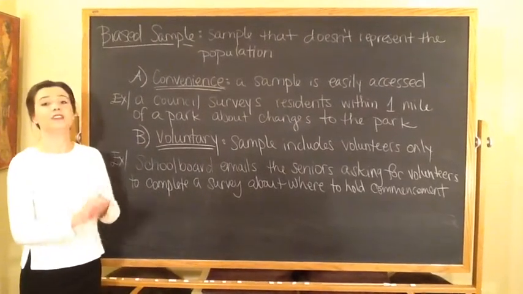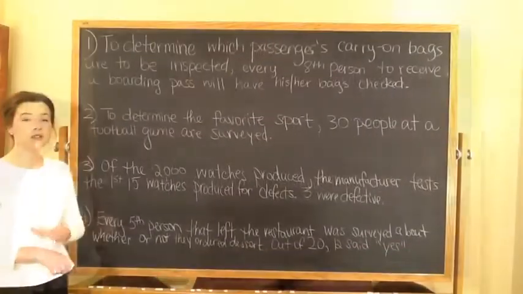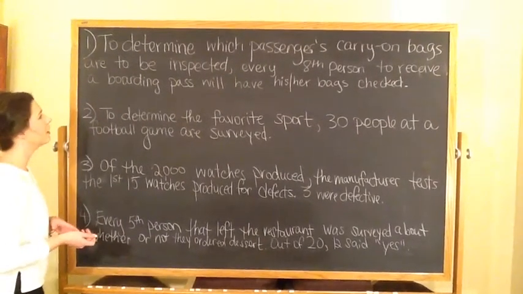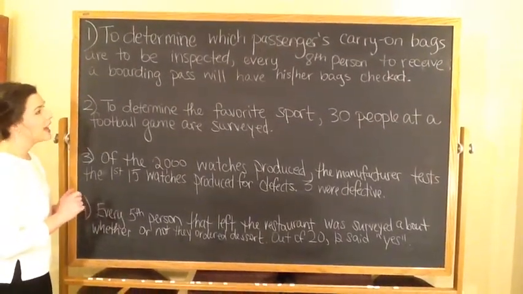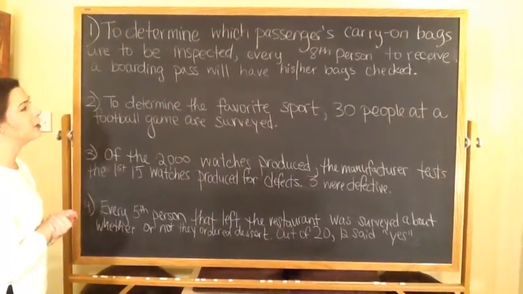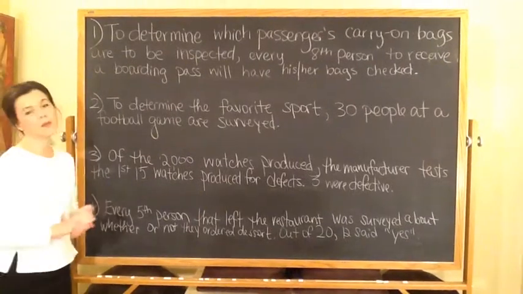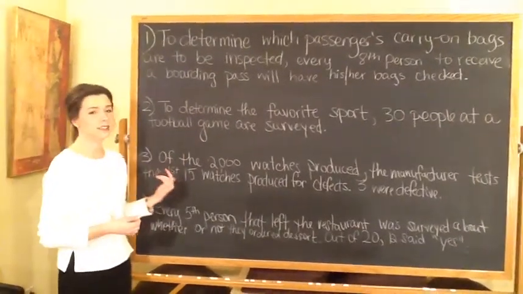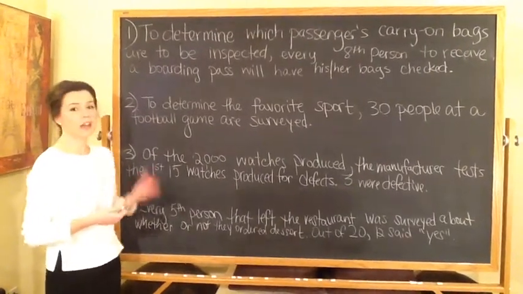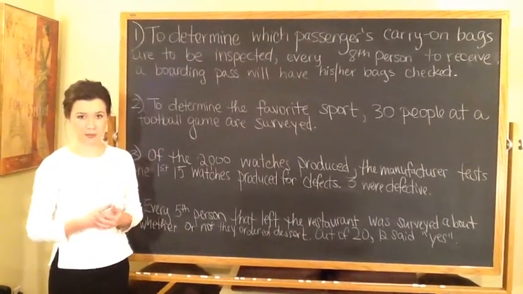Alright, let's go ahead and try to pick out some samples ourselves. Let's look at a few examples. Number 1, it says to determine which passengers' carry-on bags are to be inspected, every 8th person to receive a boarding pass will have his or her bags checked. So basically what we want to do is look at this information and say, is it valid or not? Is it biased or unbiased? And what type of biased or unbiased sample is this?